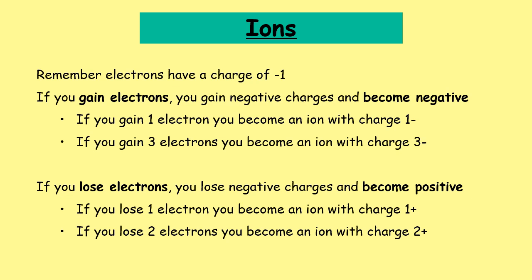Electrons have a negative charge. If you gain electrons, you will gain negative charge. So if you gain 1 electron, you will have a charge of 1 negative. If you gain 3 electrons, you will have a charge of 3 negative.